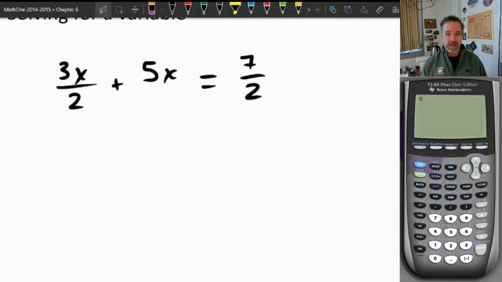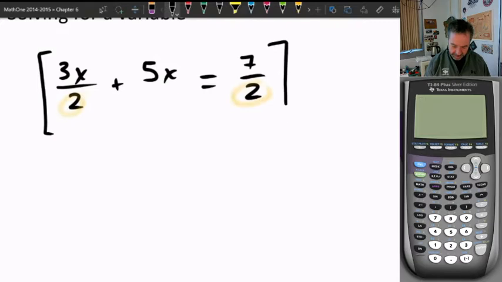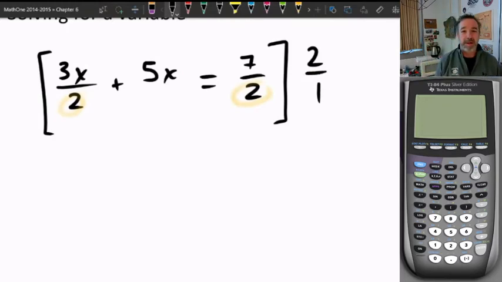So when I look at this equation, there's two denominators. The denominators are the portion of the equation that's down in the bottom, and I can see that the two denominators I have are both the number 2. So if I multiply both sides of this equation by 2, it'll eliminate all those fractions. I like to show that by putting some square brackets around this and saying I'm just going to multiply everything by 2. If you want, you can also write it as 2 over 1.